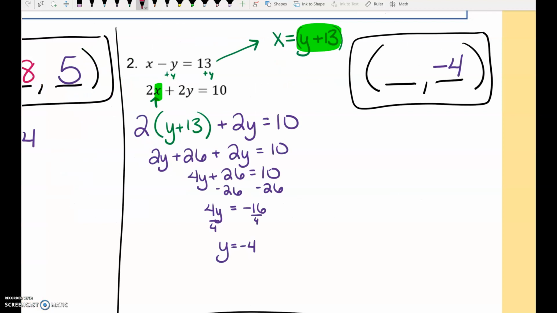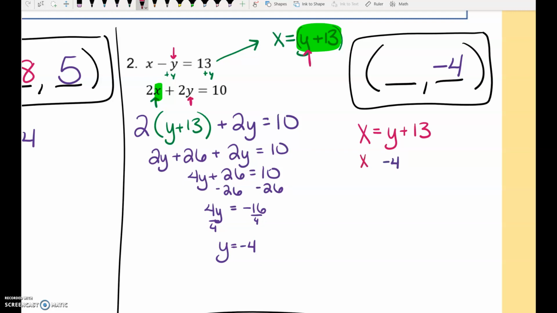Once you get y equals -4, now you have some options. You could plug -4 into the y in the second equation, but that looks like a lot of work to get that y by itself, or to get the x by itself. You could plug it in to the original top equation, or to make your life a whole lot easier, you could plug it into the y in the equation that we already rearranged. So we're going to pick this x equals y plus 13 equation, because that looks like the easiest one to deal with, and plug that -4 in.